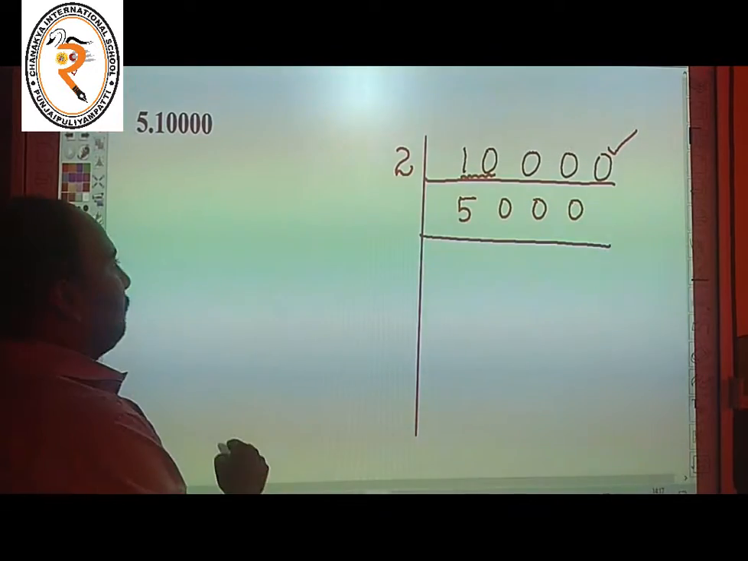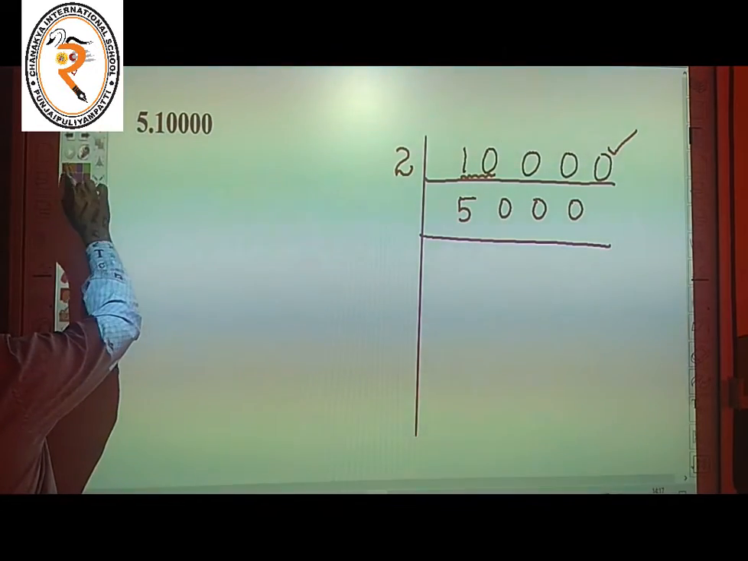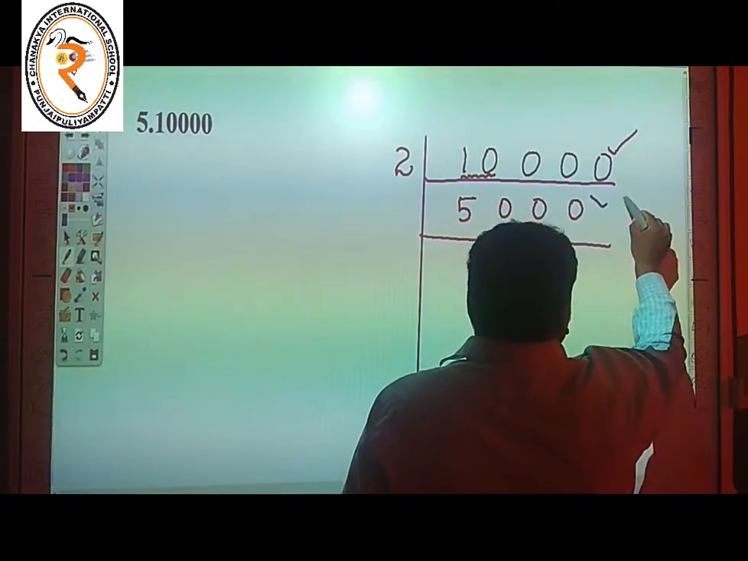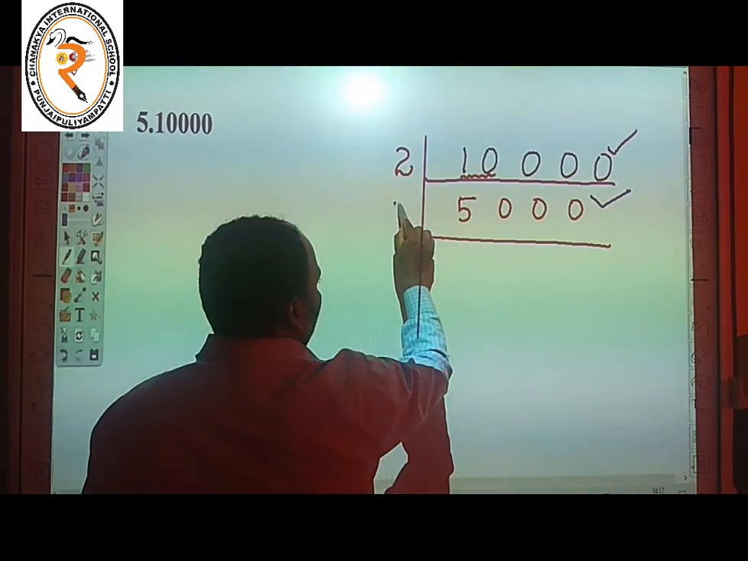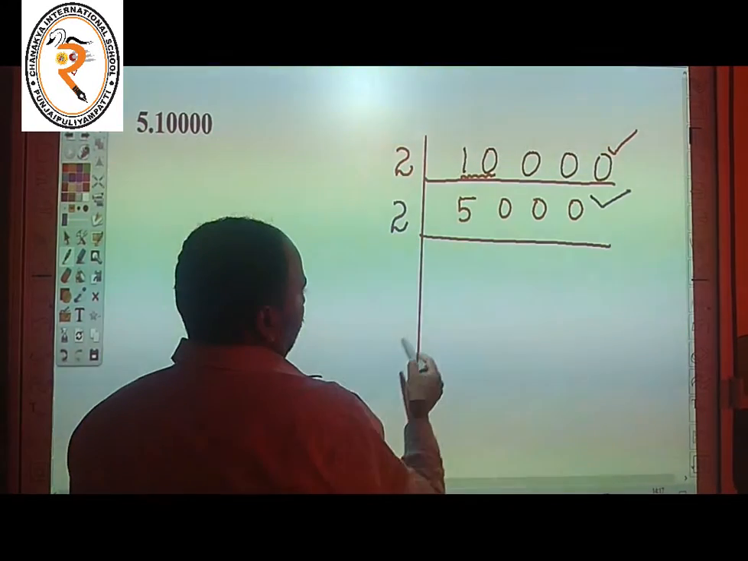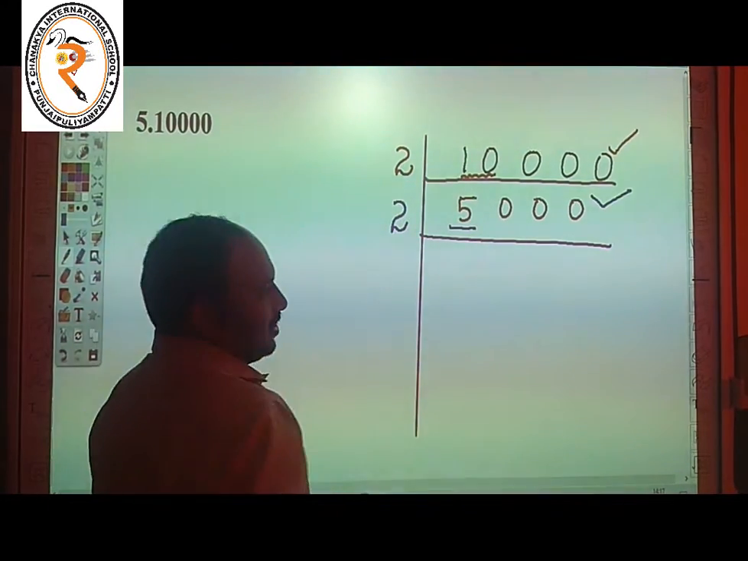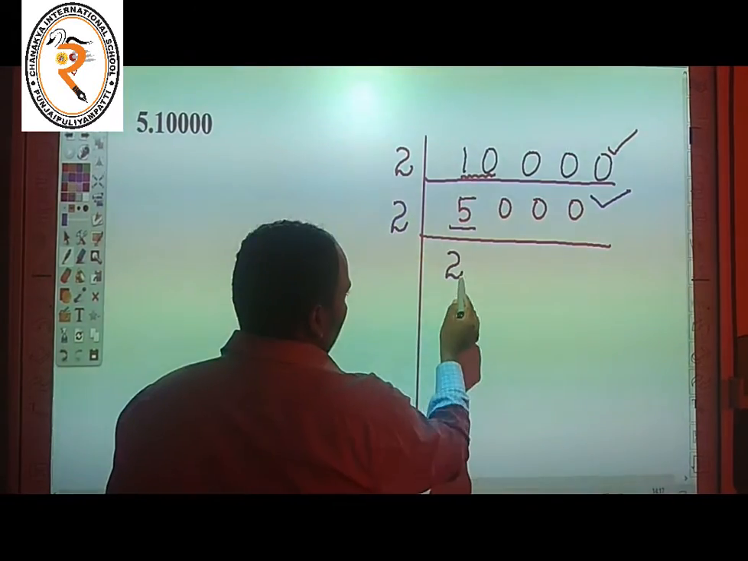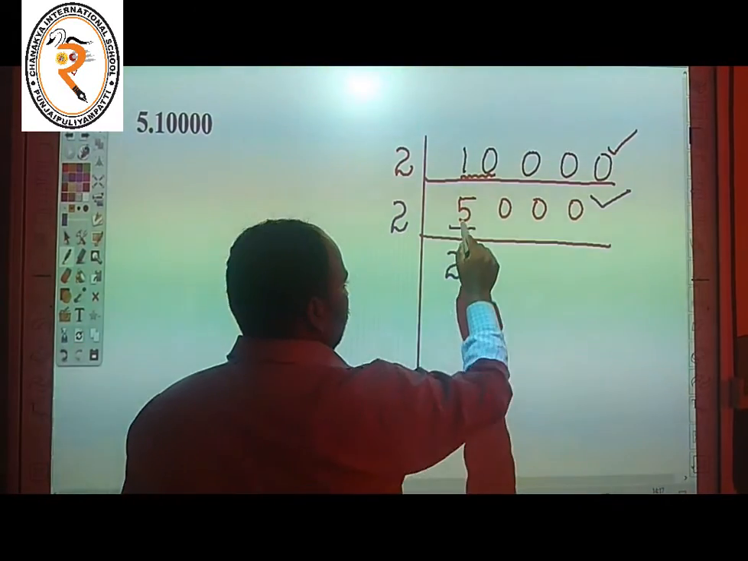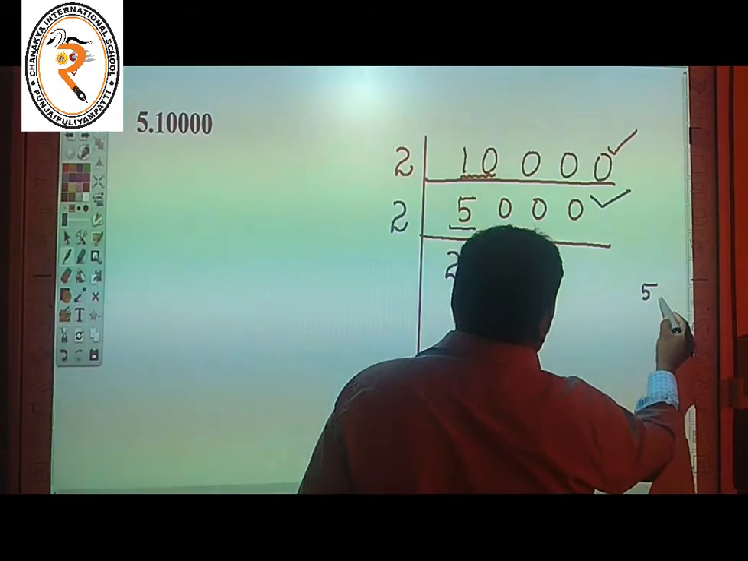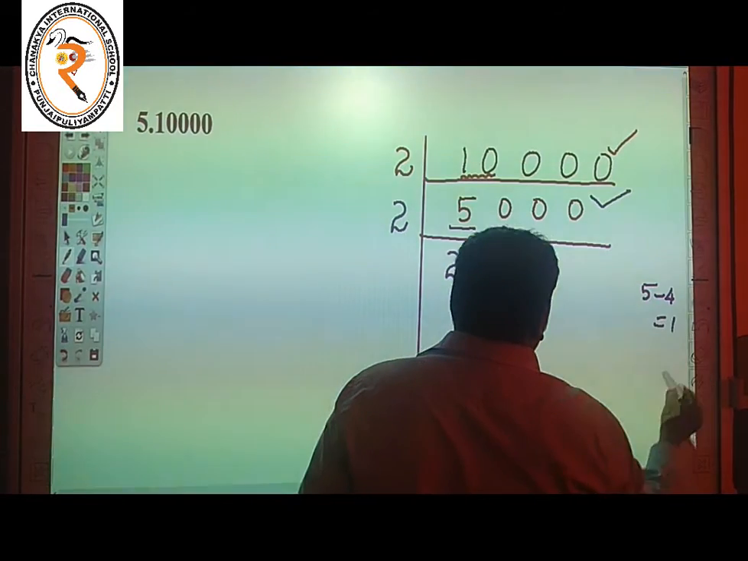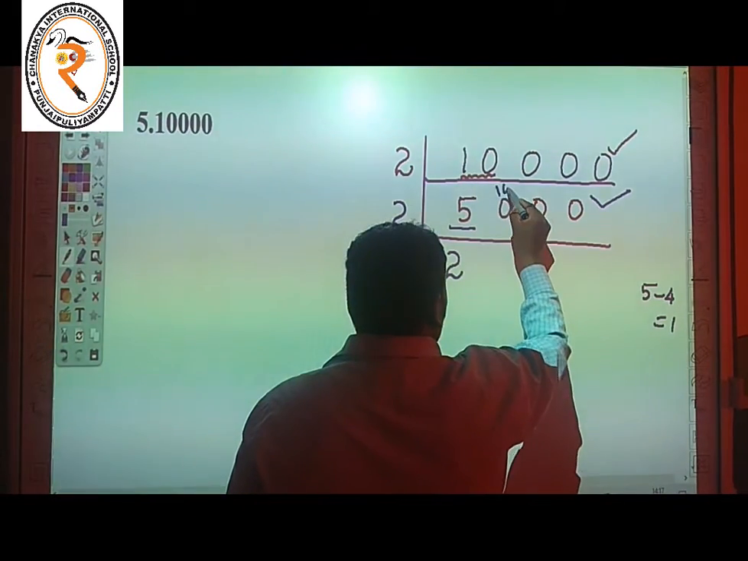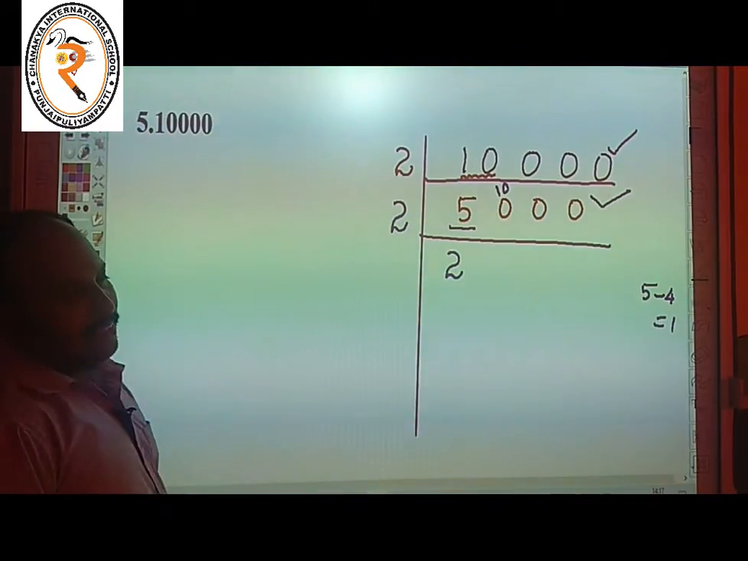The next one: here also the last digit is 0, so we take the first prime number 2. The first digit is 5. 2 twos are 4. 5 minus 4 is equal to 1. Here 0 is there, so that is 10.